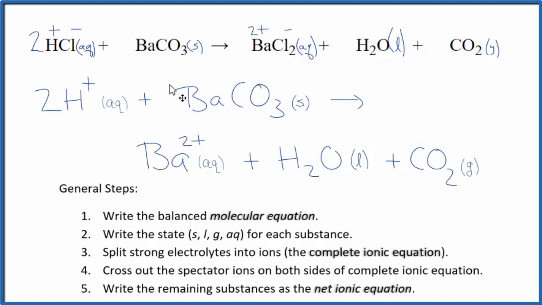Note that charge is conserved. We have 2 times 1 plus, so we have 2 plus in the reactants. And then in the products, we have this 2 plus here. So charge is the same. If you count the atoms up, they'll be balanced as well.